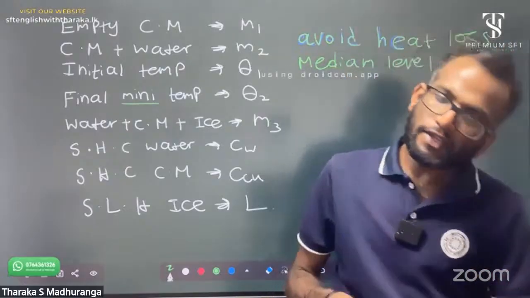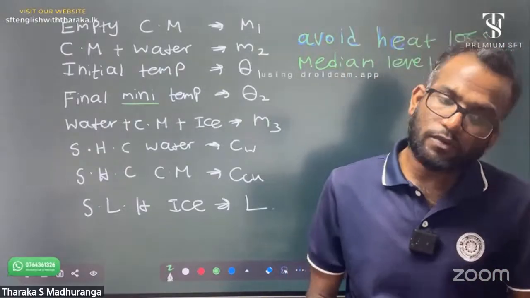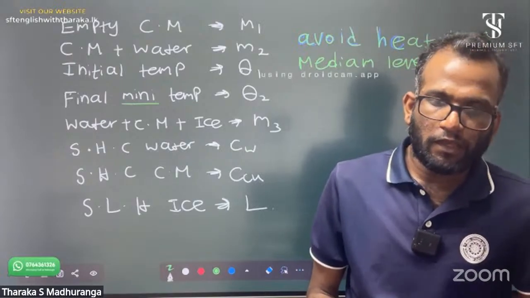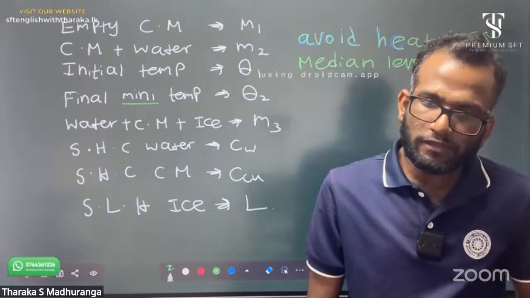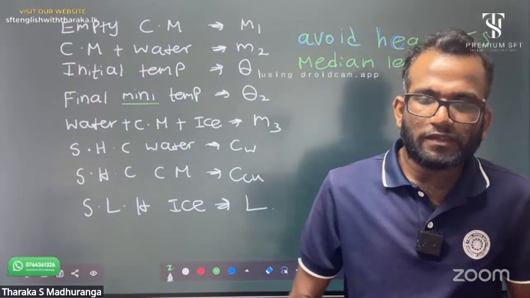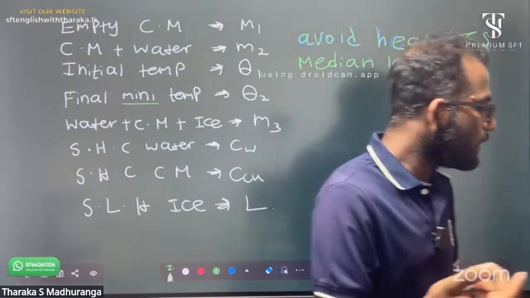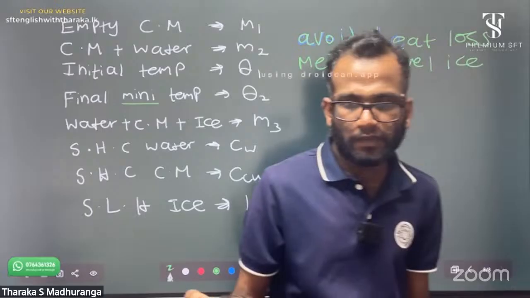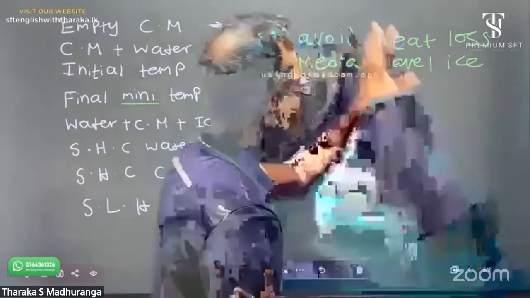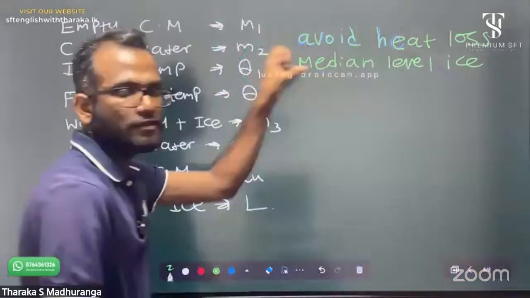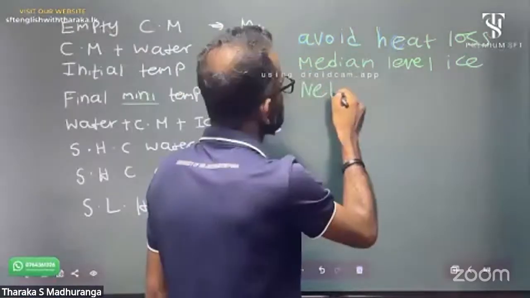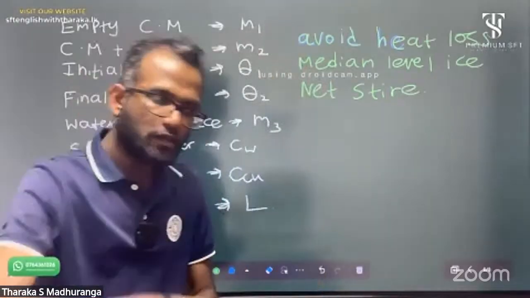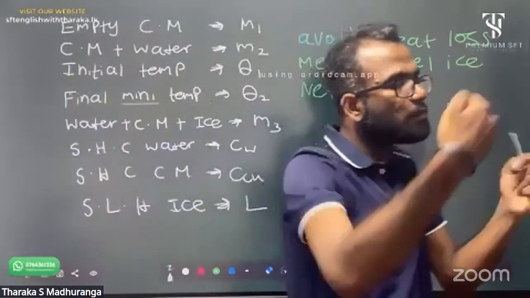If you use very large ice cubes, it takes more time to melt, right? If you get very tiny ice particles, what happens? Before adding, they will be melting due to the atmospheric heat, right? That's the most important thing. Medium level ice cubes are added and dissolved with a stir, using a net stir. Use net stir is very important. What's the purpose? To avoid heat coming from the atmosphere.